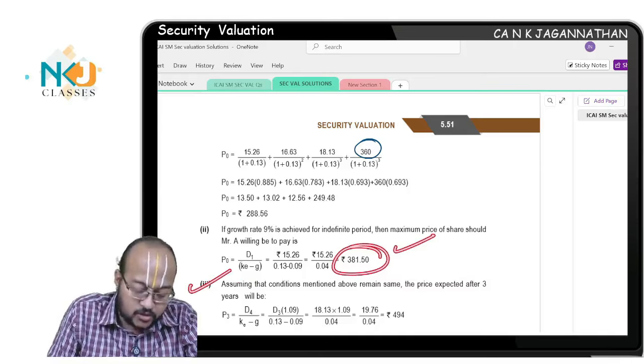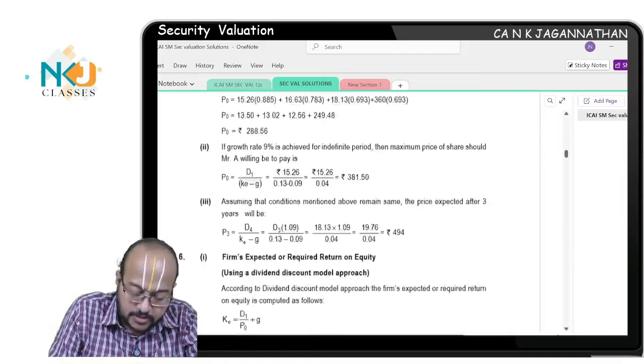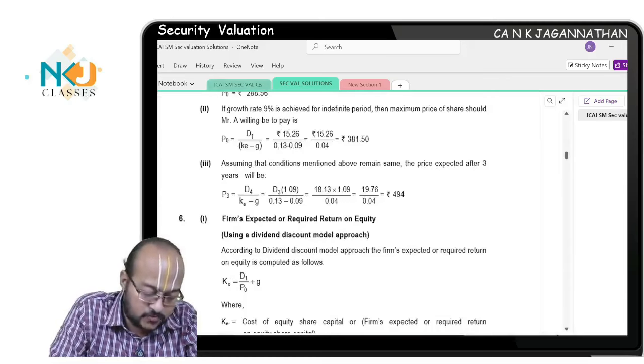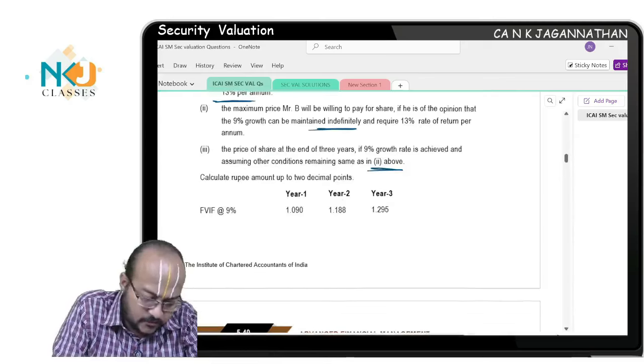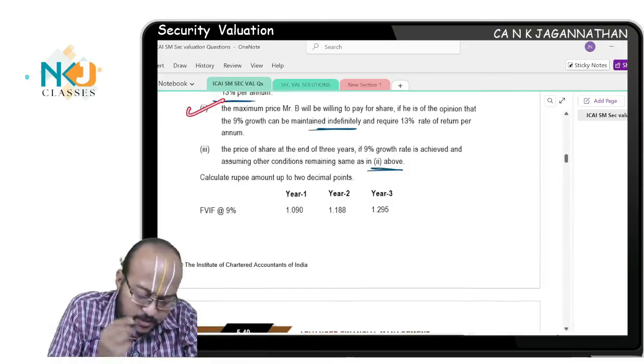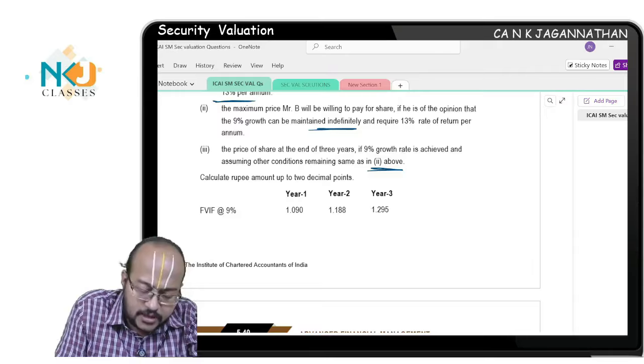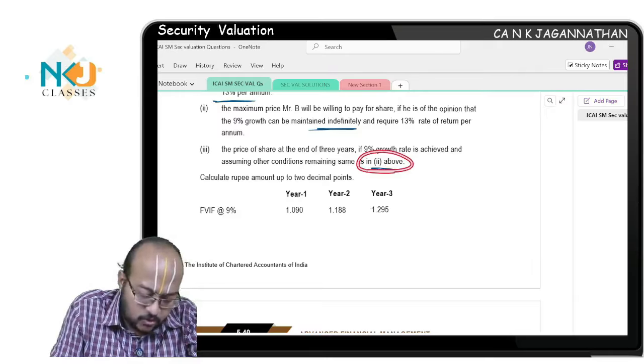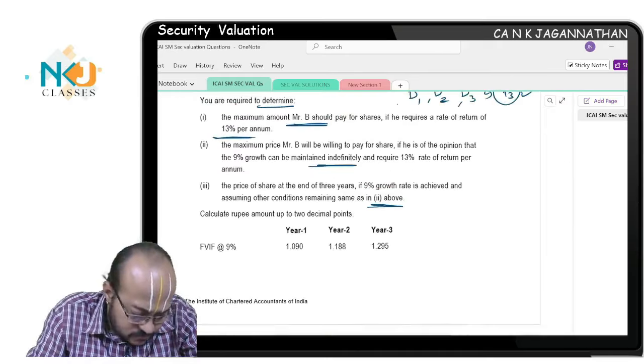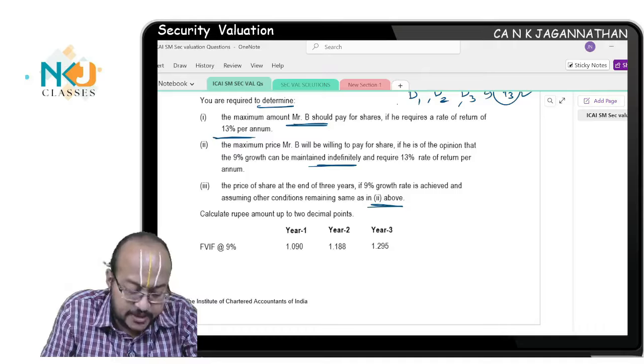Simple. Assuming that the conditions mentioned above remain the same, the price expected after 3 years. One second. Part 3, the second question we have solved. Part 3 of the question, we will see the price of the share at the end of 3 years if a 9% growth rate is achieved, and assuming other conditions remain the same as in part 2. Okay. Yes, price of the share at the end of 3 years.